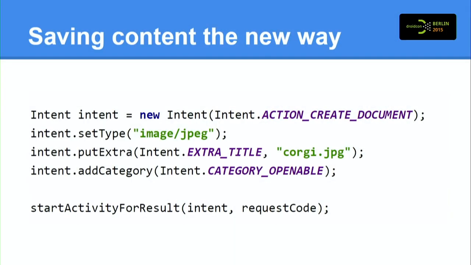Much like we saw before, you have the action, you have a type, you can specify a title, that's the suggestion for the file name, the user can still change it. In this case, we have Corgi JPEG, the rest is stuff you just have to do.